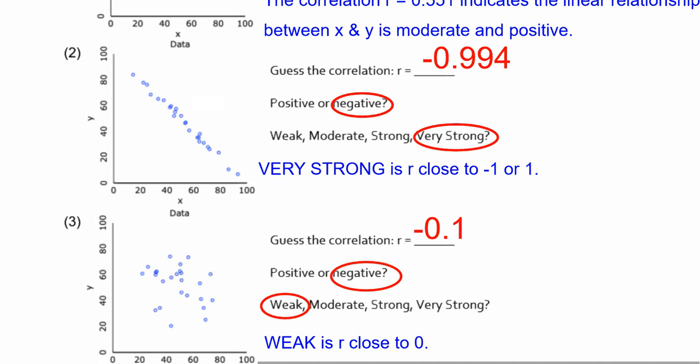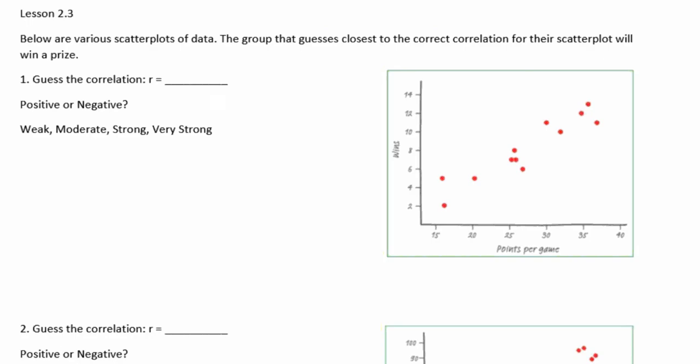All right, we're going to take a look at 6 other data sets. Here are some applications. Again, you're going to guess the correlation coefficient, or R value. Tell me if you think it's a positive or negative relationship. And would you classify it as weak, moderate, strong, or very strong?